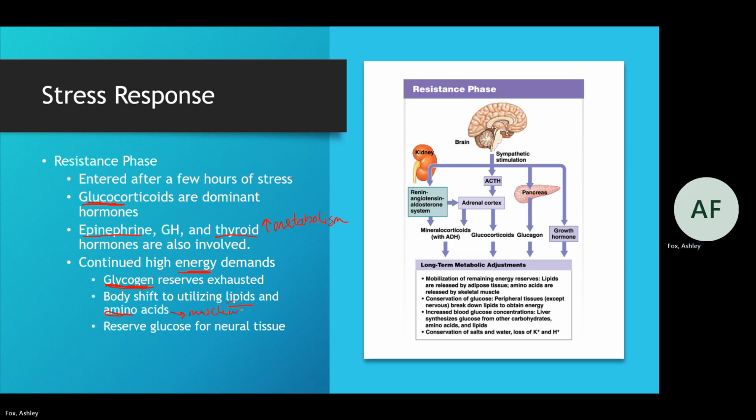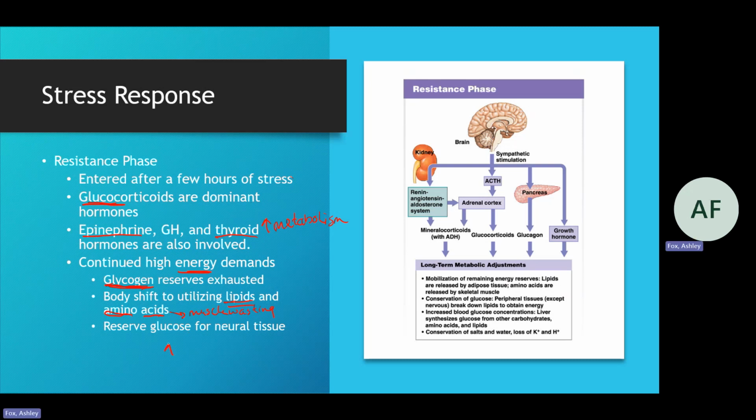eventually, because what is a whole host of muscles? A whole big amount of protein that you can break down. So you're going to start breaking your fat down. Again, you can make glucose out of lipids. And you're going to break down your proteins because you can make glucose out of proteins too.